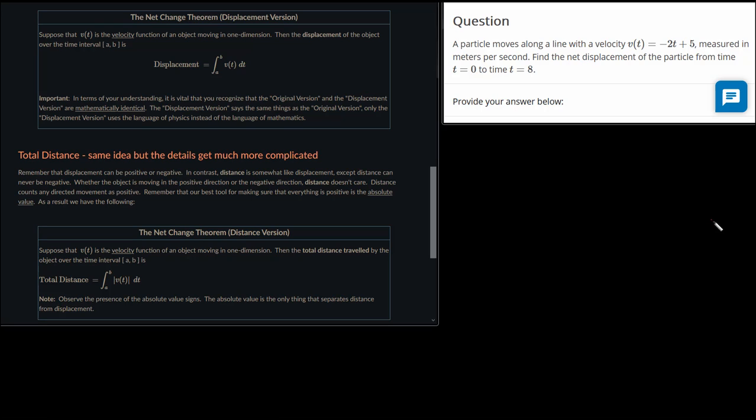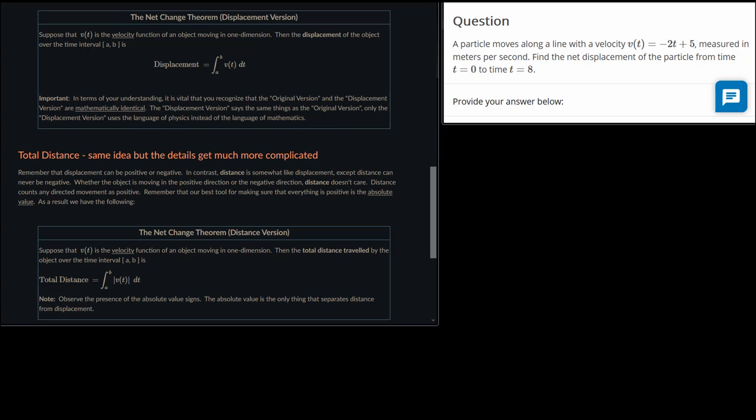So when it comes to these problems, there's two things to remember: displacement and distance. Displacement and distance are not quite the same thing, although they are related. And the other video I posted explains the difference between the two. Happily for us, finding the displacement is a lot easier than finding the distance. So indeed, the net change theorem just completely finds displacement all for us.